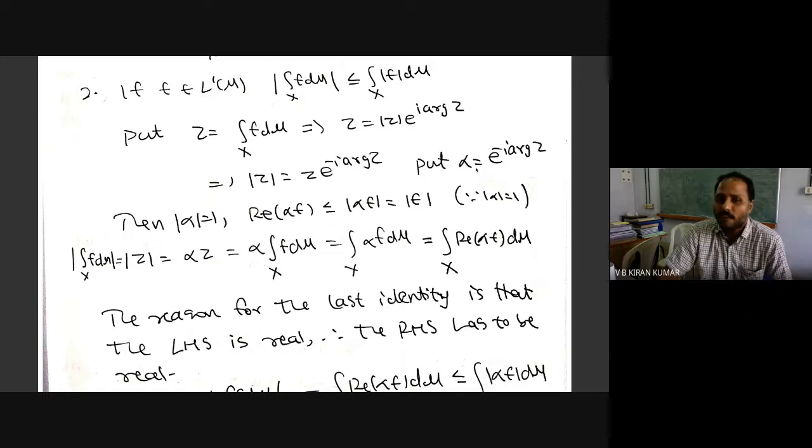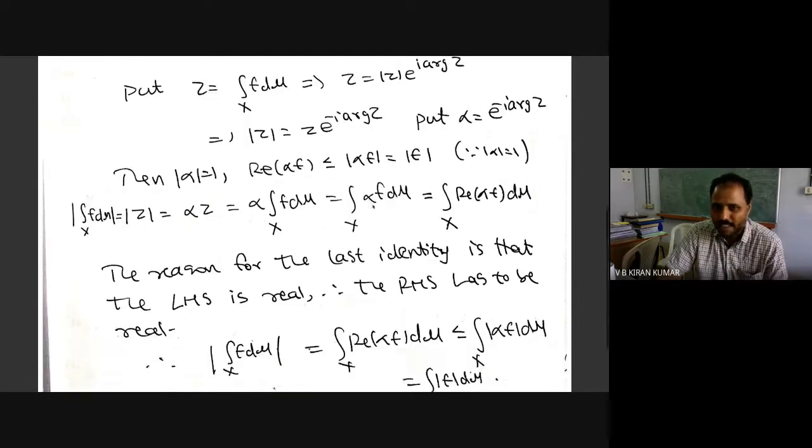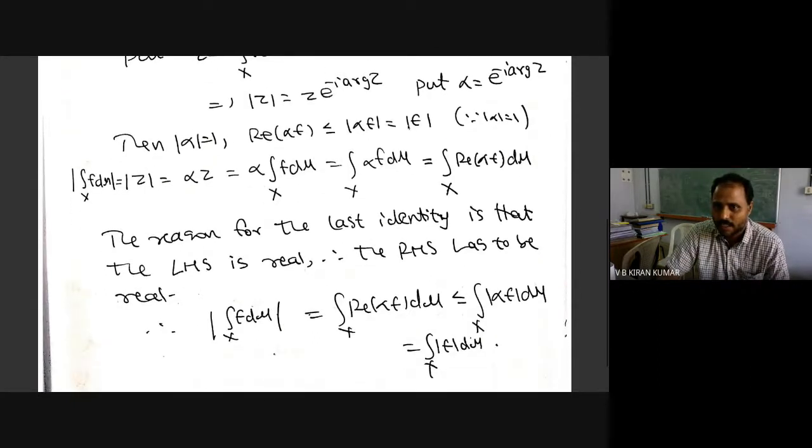And now you put alpha equal to e raised to minus i arg z. Then the absolute value of alpha is 1, because an exponential with imaginary power is on the unit circle. Now the real part of alpha f is always bounded by the absolute value of alpha f. These are simple, basic complex number things. And the absolute value of alpha into f is the absolute value of f because of this.